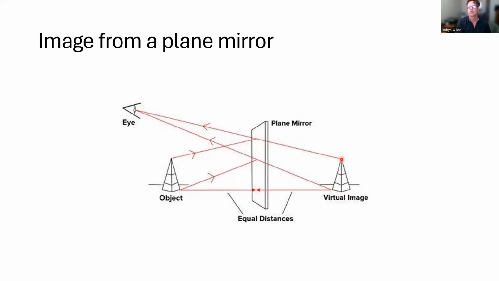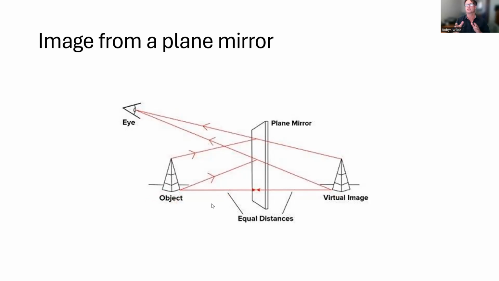and it appears behind the mirror. This is what we call a virtual image because there's no actual light in this area, right? No light actually passes through the image behind the mirror. And so you could not project this on a screen, for example. But that's where our brain sees it. It actually looks to be behind the mirror at the same distance behind the mirror as the object is in front of the mirror.